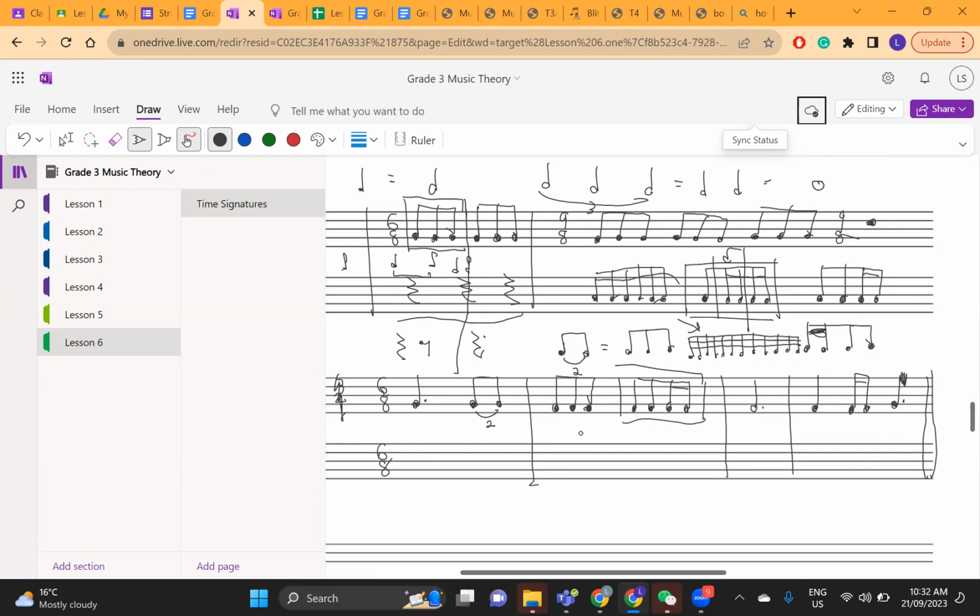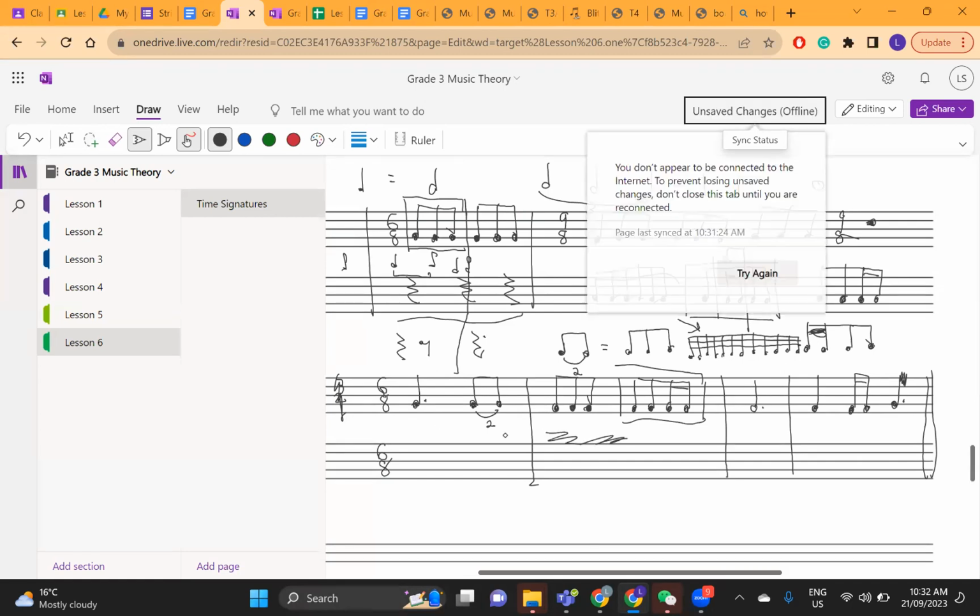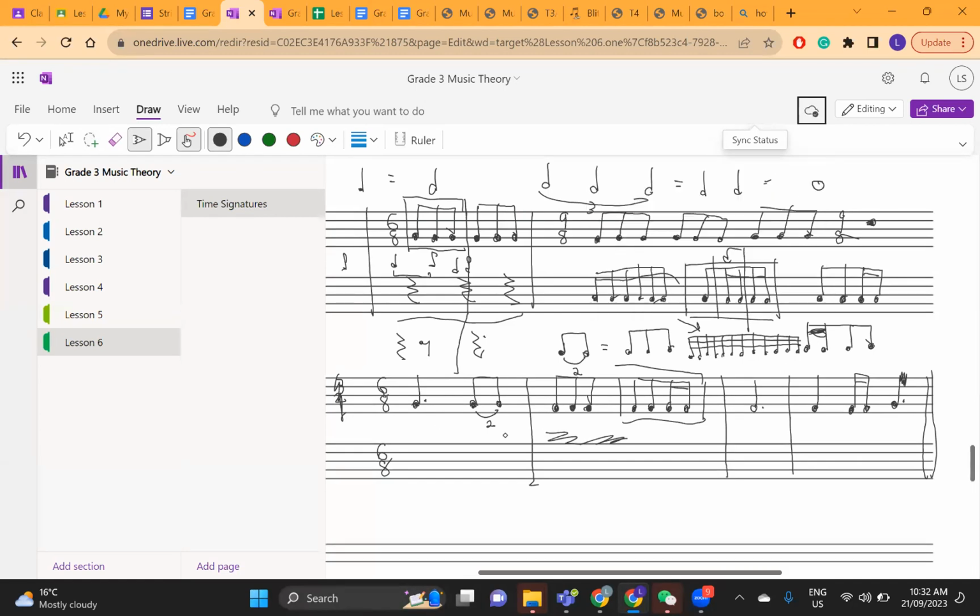But I think we're done for today. So, all right. We're going to do a lot more on time signatures later. Probably like the same, if not a little harder.